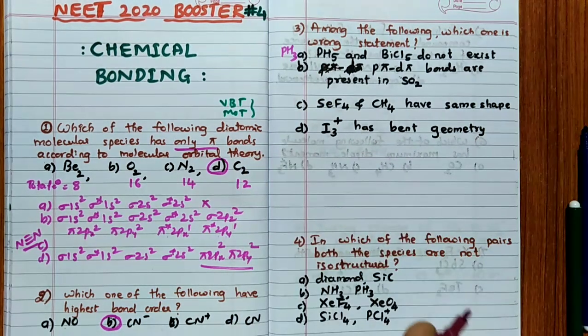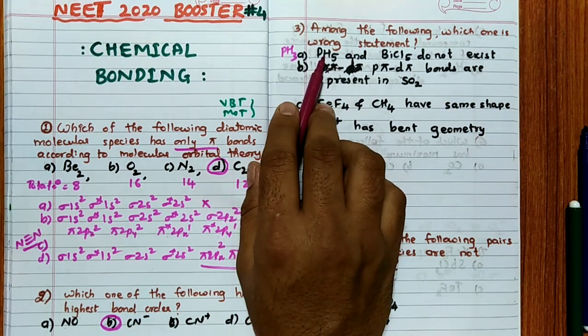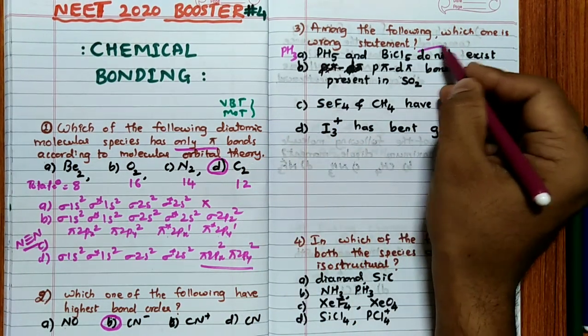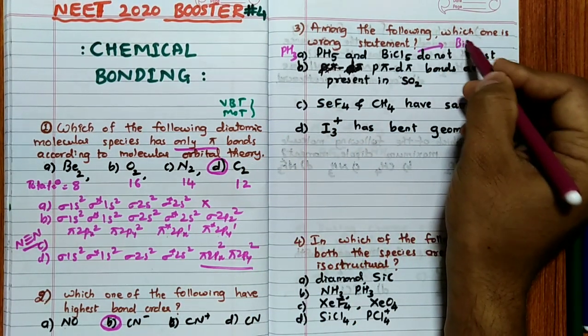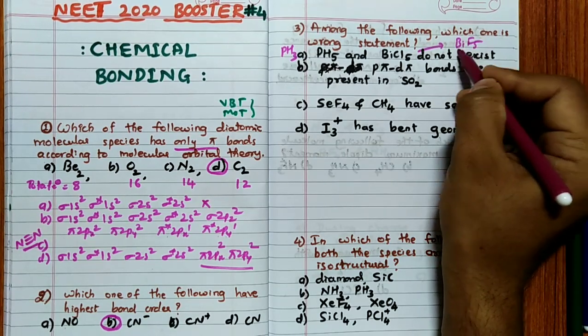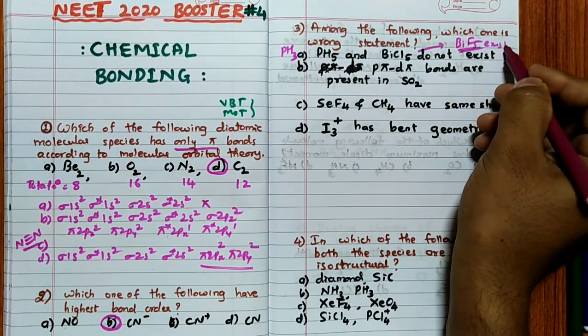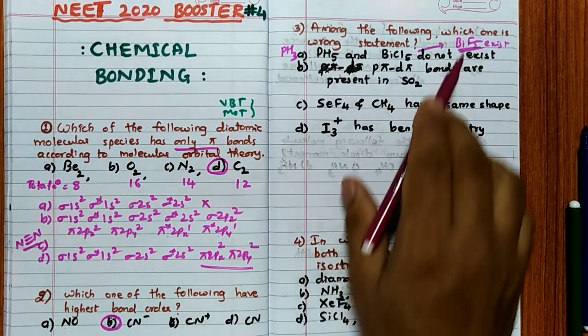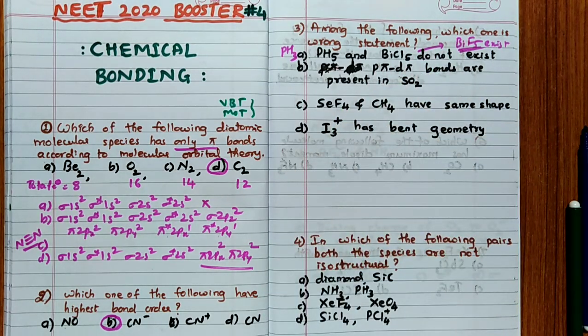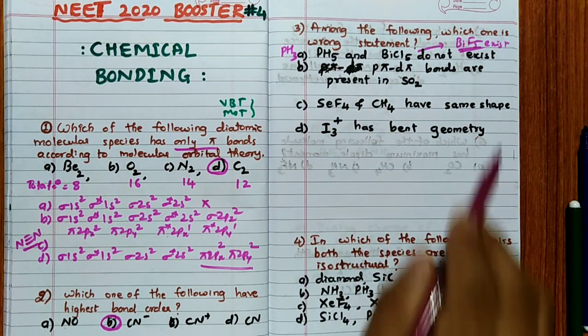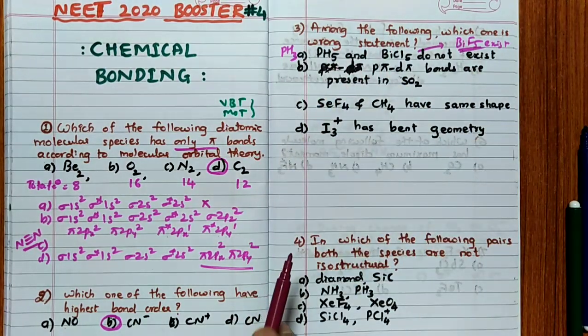See, NH5 does not exist because of non-availability of d orbital. That is the reason, and it is not stable. BiCl5 also does not exist. Remember, in the bismuth case, BiF5 exists. BiF5 exists because the bismuth plus 5 oxidation state is not stable due to the inert pair effect. So, does not exist is the correct statement.